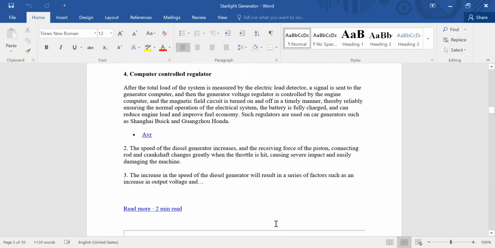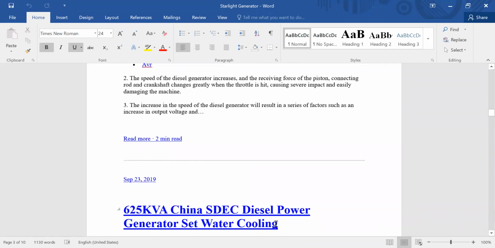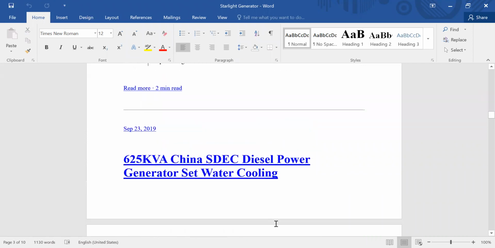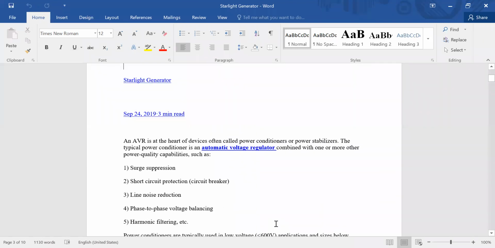Then, as the speed of the diesel generator increases, the force on the piston connected to the rod and the crankshaft changes greatly when the throttle is hit. This causes a severe impact and easily damages the machine. So these are the things we have. We will just revise this now.